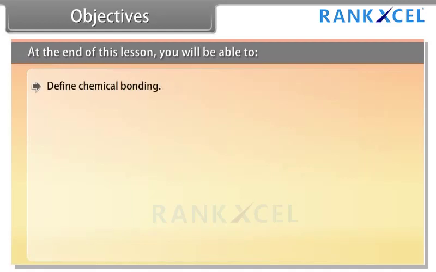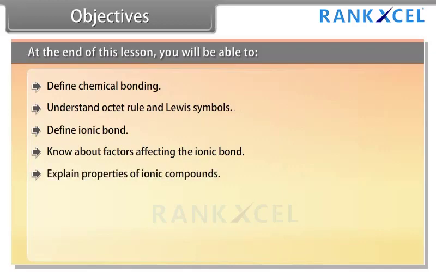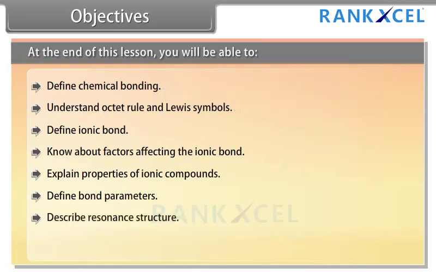Define chemical bonding. Understand octet rule and Lewis symbols. Define ionic bond. Know about the factors affecting the ionic bond. Explain properties of ionic compounds. Define bond parameters. Describe resonance structure. Know about polarity of bonds.